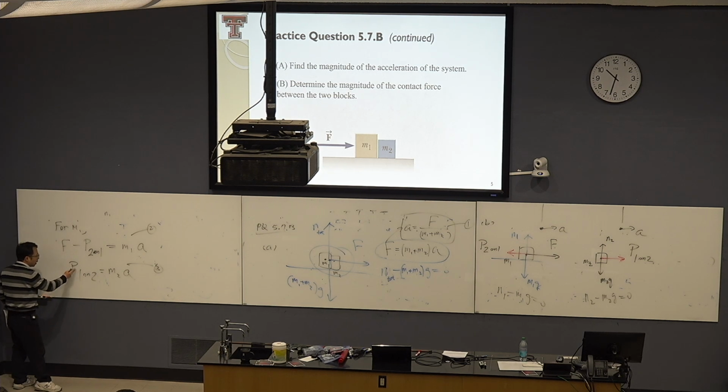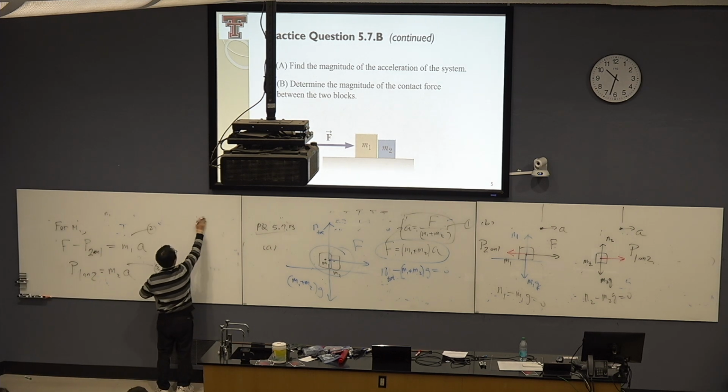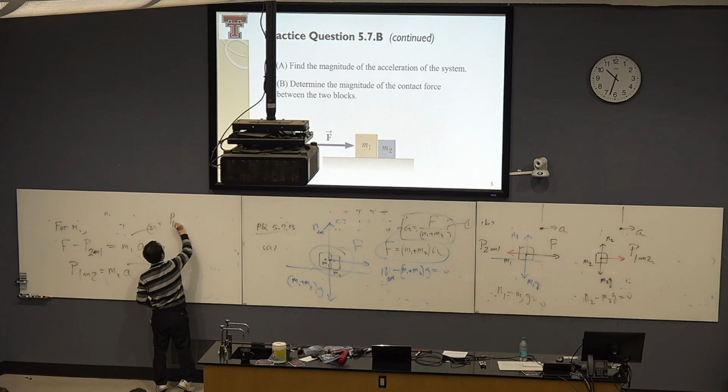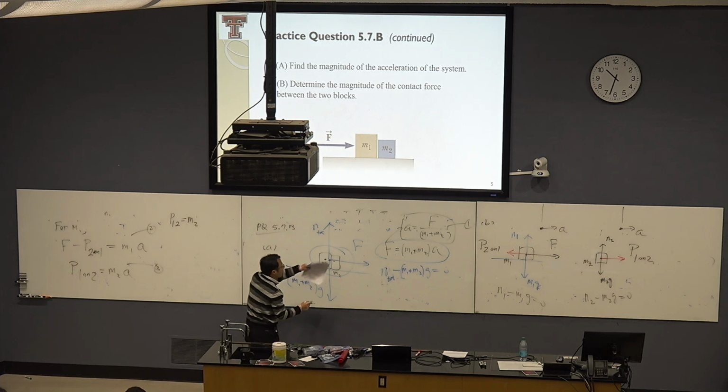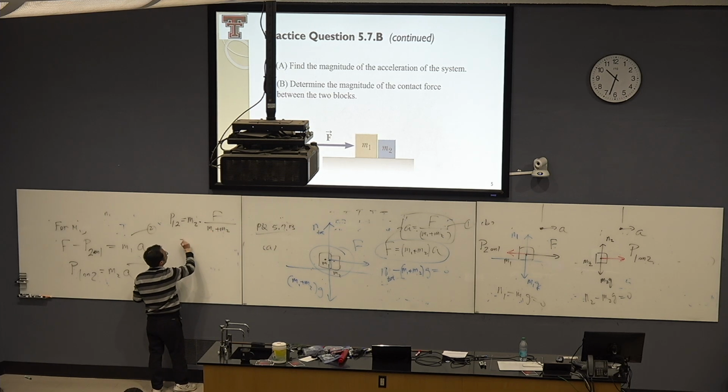You substitute the A into here, you get the expression for P1 on 2. Let's try it: how would you get P1 on 2? P1 on 2 should be equal to M2 times A, the acceleration. The acceleration is F over M1 plus M2. So P1 on 2 will be M2 over M1 plus M2 times F, which is just a fraction of F.